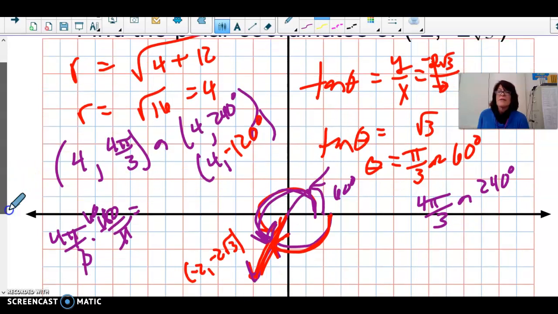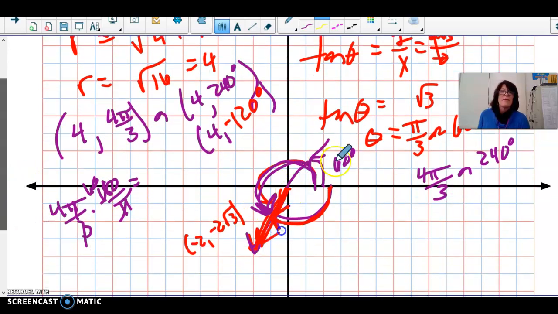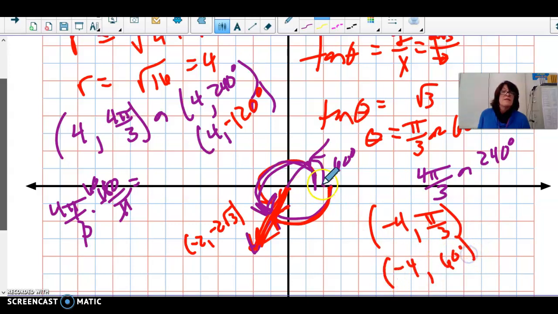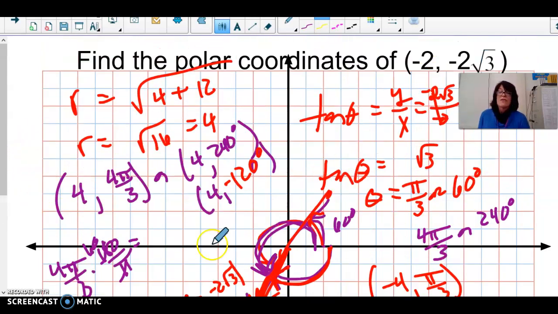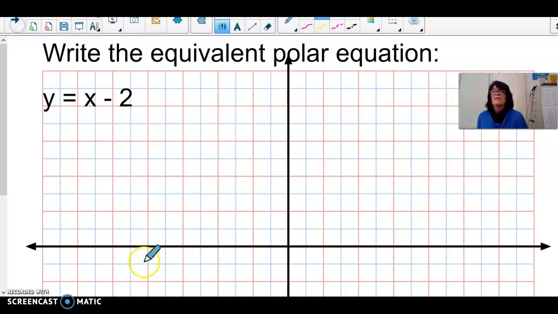Another way, guys, if I want to use 60 degrees, I can say negative 4, 60 degrees. That means go 60 degrees, and instead of going 4 in this direction, go 4 in the opposite direction. Okay? I could call it that. Remember, there's not a unique ordered polar coordinates like there's a unique ordered rectangular coordinates.